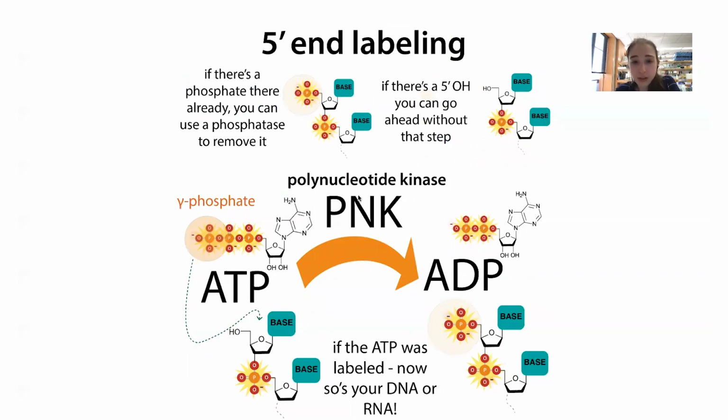Typically I do this with polynucleotide kinase. So you just add this kinase and you add radioactive ATP, and then if the ATP was labeled, now your RNA or your DNA is going to be labeled as well. And so here, you're going to have this labeled probe, and then you can use it as a probe.